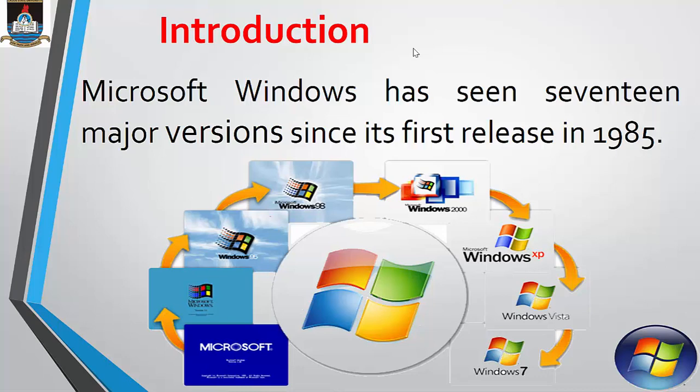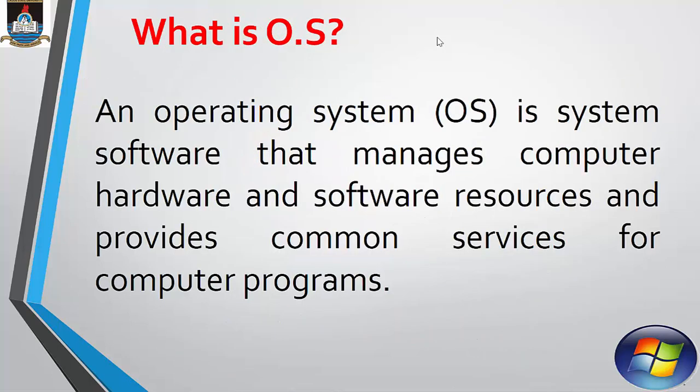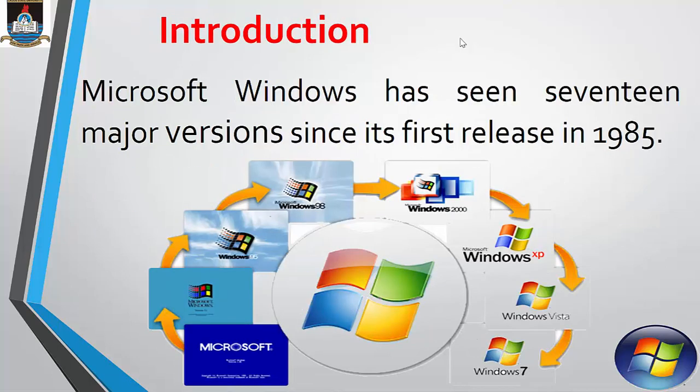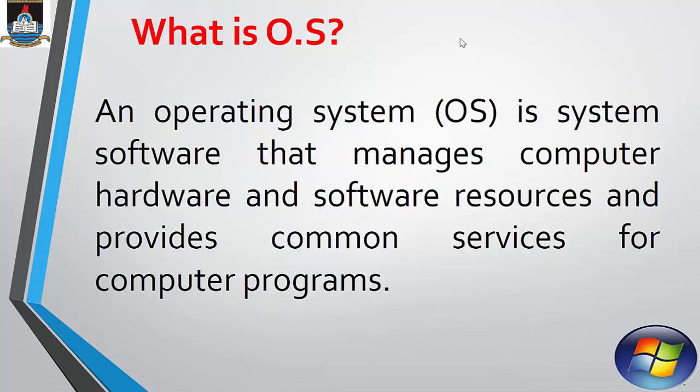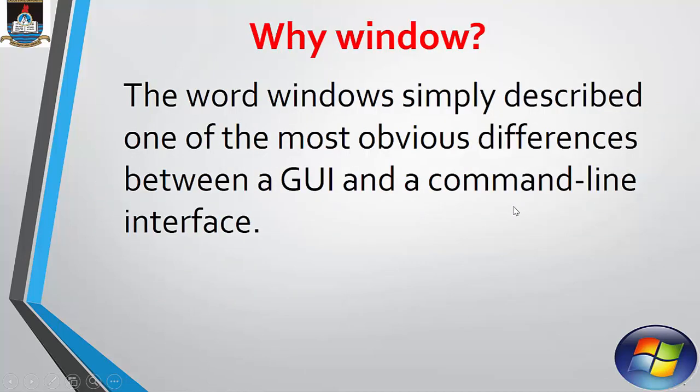So I said over 33 years, Windows looked different but somehow familiar, with elements that have survived the test of time, increasing computing power, and most recently, a shift from keyboard and mouse to the touch screen. The next slide is a brief definition of what OS is, that is, operating system. Simply, it is an interface between hardware and software. The next slide gives us why Windows. The word window simply describes one of the most obvious differences between a graphical user interface and the command line.